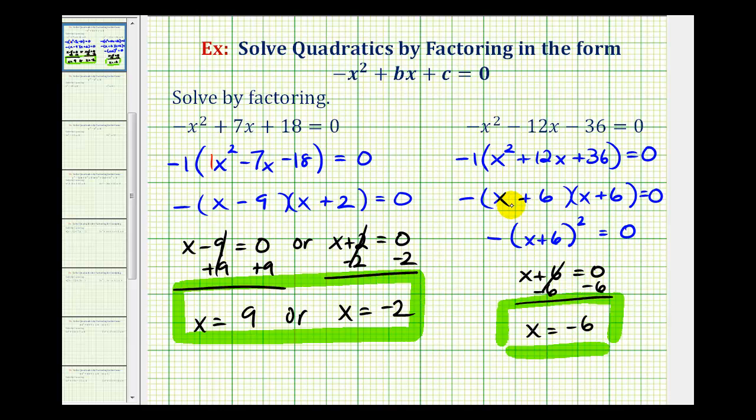And because we had two factors of x plus 6 resulting in only one solution, sometimes we'll say this solution has multiplicity of 2, or that it's a double root or double zero.